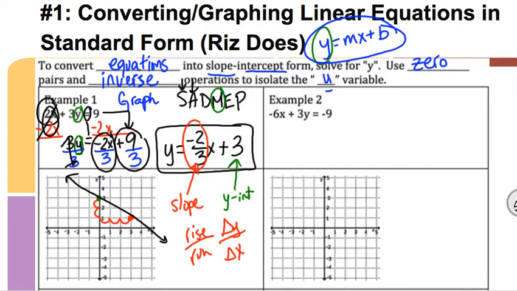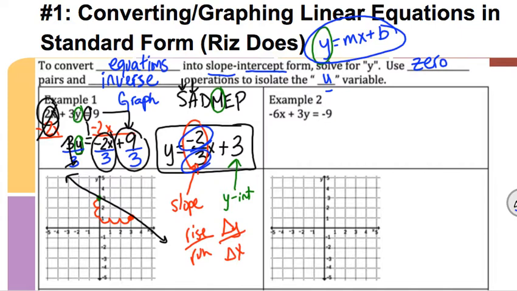Now, a common question that I get is, Mr. Rizkallah, is the 3 negative as well? Really, the whole fraction is negative, but if you just consider the 2 negative and the 3 positive, then it'll work out for you, because a negative divided by a positive makes a negative.